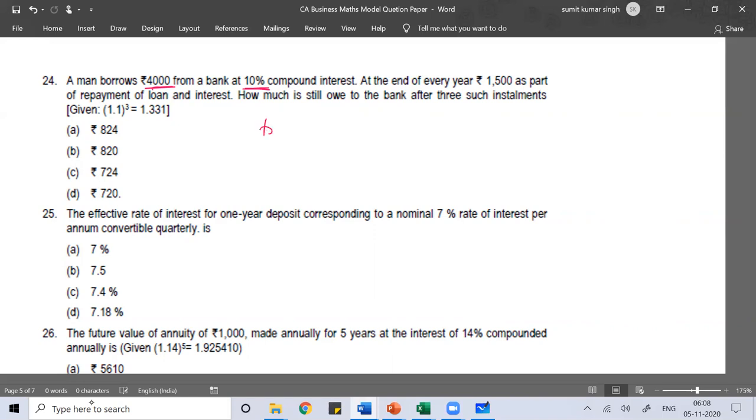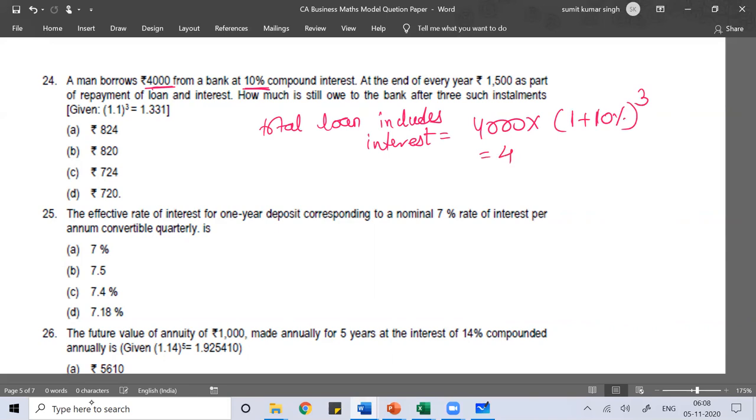So what would be the total value of loan including interest? The 10% is the rate of interest they're charging. If I calculate on the 4,000 at 10% for 3 years, the total value of loan would be 4,000 into 1.1 to the power 3. So this would be 4,000 into 1.331. So this would be how much?